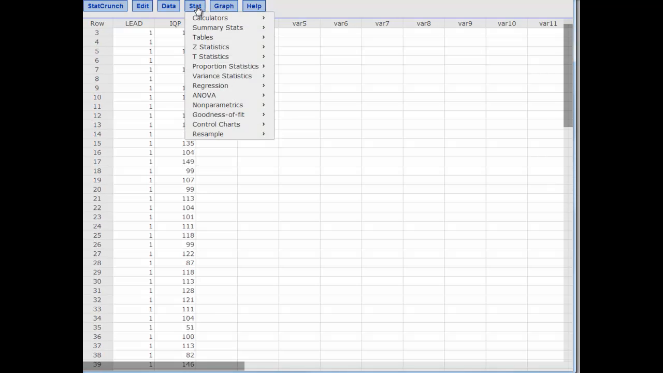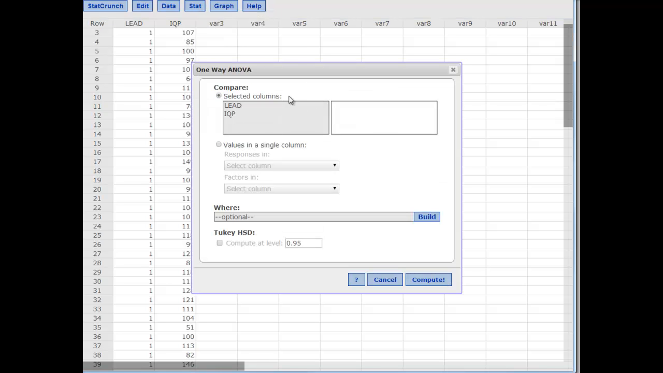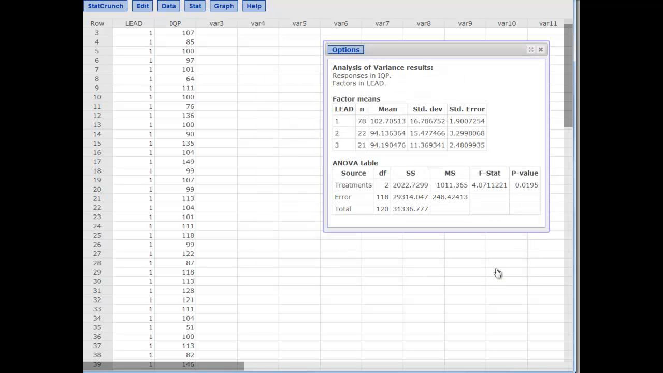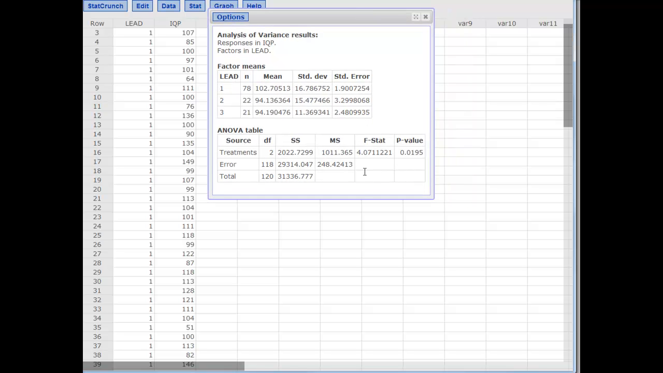Here you go to Stat, ANOVA, One Way, and because we're doing values in a single column, we select the responses, which are the IQs, and the factor, the grouping one, which is the lead column. Compute, and there is the exact same answer that we got before. There's the F and there's the p-value, along with all the extra stuff. It's also nice that it gives you the descriptives: the mean, standard deviation, etc. for the three groups, which would help you determine which of the three was different.